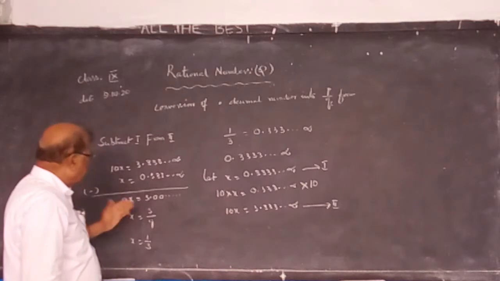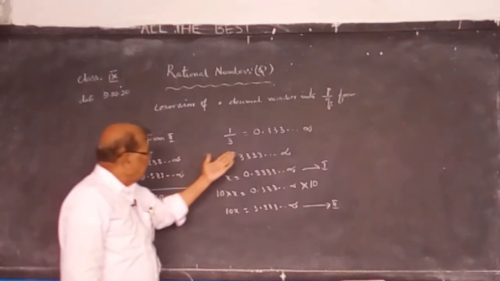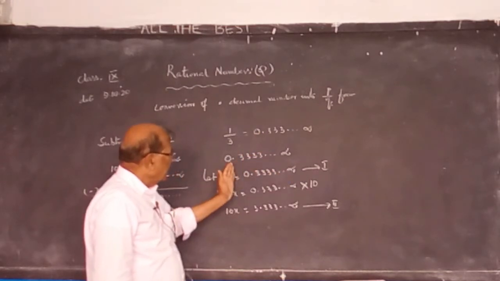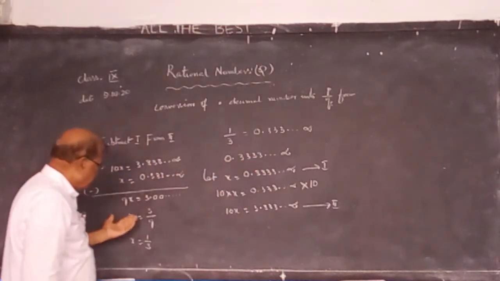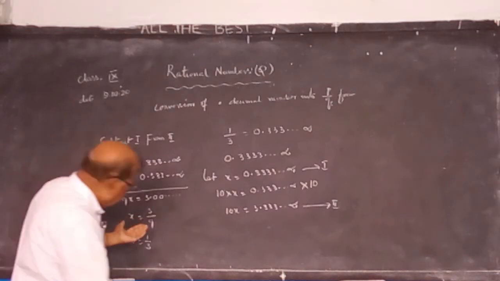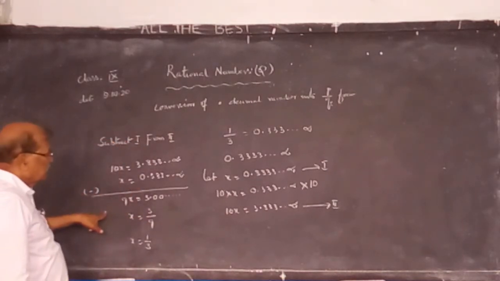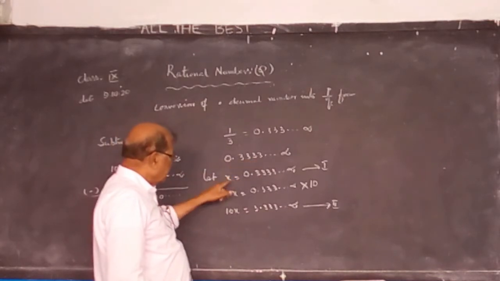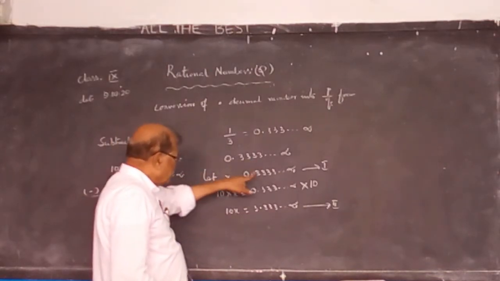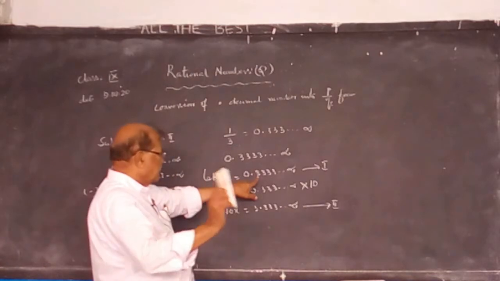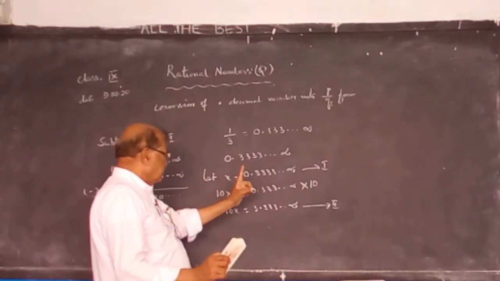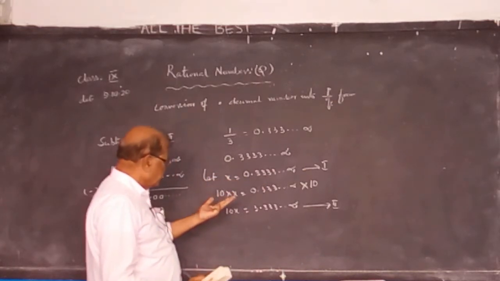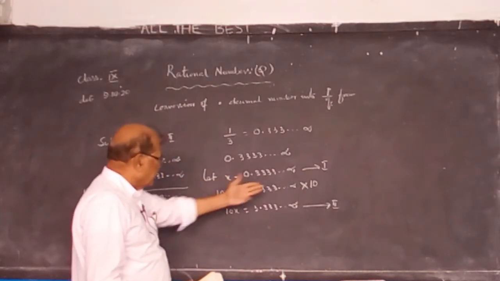So when you are given a decimal number which is non-terminating and recurring, this is the way of converting it into the form of p by q. What did we do? We supposed this decimal value as x. How many digits are recurring? Only one digit is recurring. So take only 10. If there are 2, take 100. If there are 3, take 1000. So multiply with 10 on both sides.